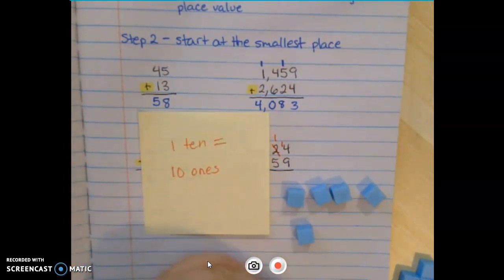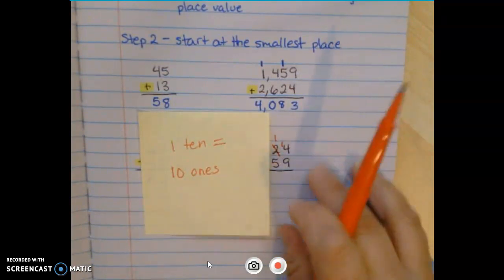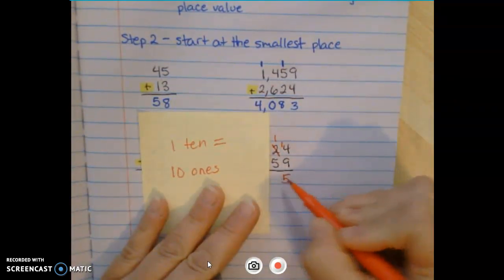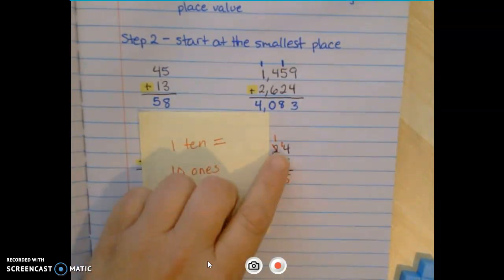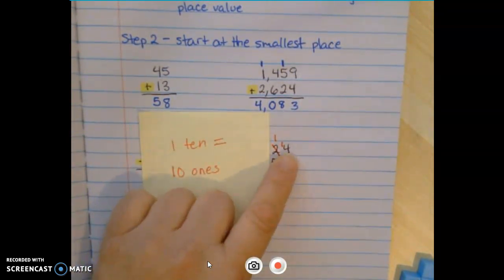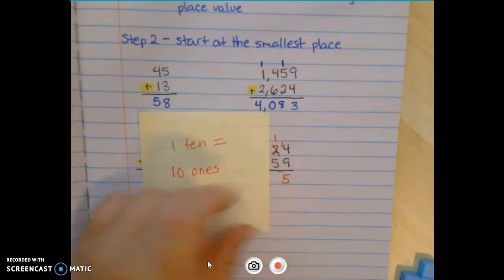I took 9 away. How many am I left with? I am left with 5. 1, 2, 3, 4, 5. That 5 goes in the ones place. That's the idea of regrouping. If you need to take some because you don't have enough up top, you're going to look to your next largest place and you're going to take one of their groups.